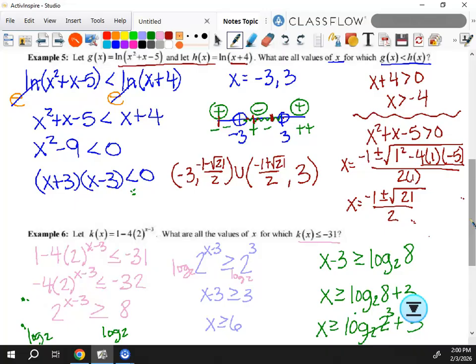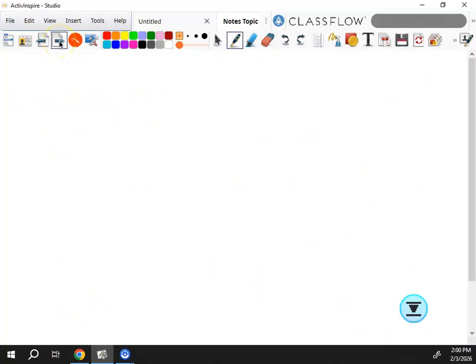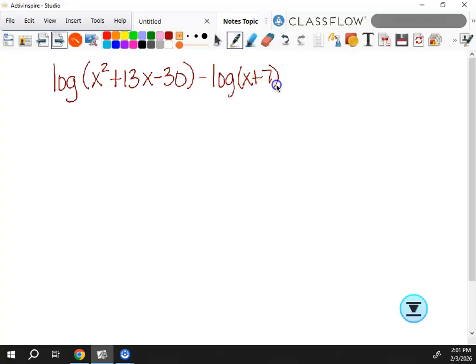So on the notebook paper part of that, I want you to write this question down. We're not working the whole thing. Just write this down: log of x squared plus 13x minus 30 minus log of x plus 7 is less than 0.